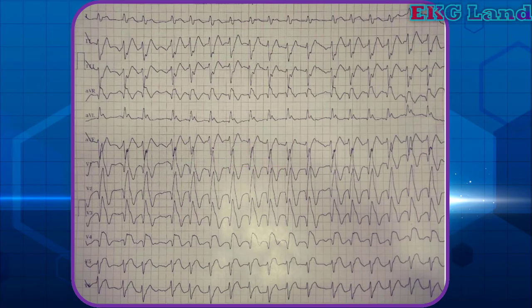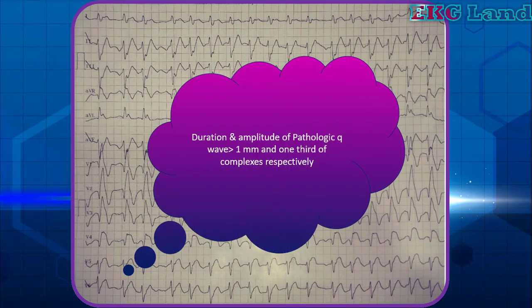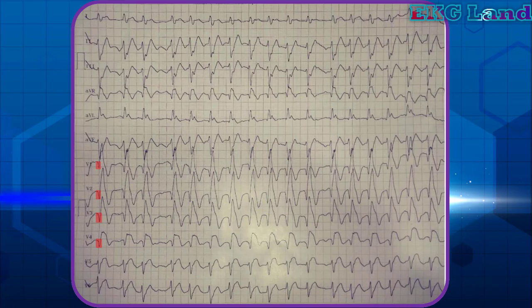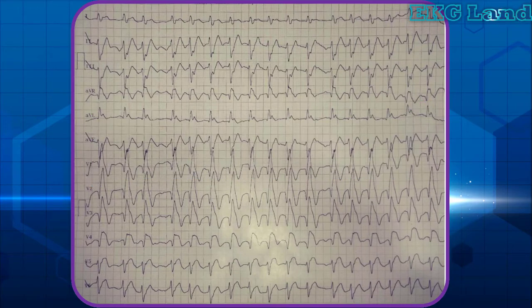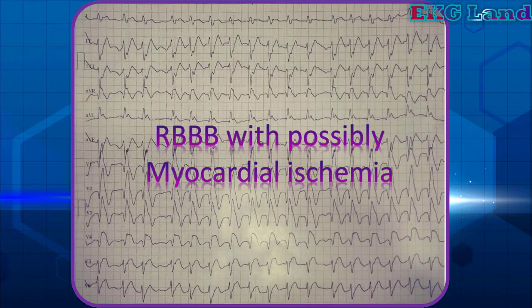4. Look for pathologic Q waves. Q wave is considered pathological if the duration and amplitude exceed 1 mm and 1/3 of complexes respectively. According to the definition, there are pathologic Q waves in V1 to V4. Remember that any Q in AVR is considered as normal. In summary, the complexes are wide due to RBBB, and have pathologic Q waves, possibly due to myocardial ischemia.